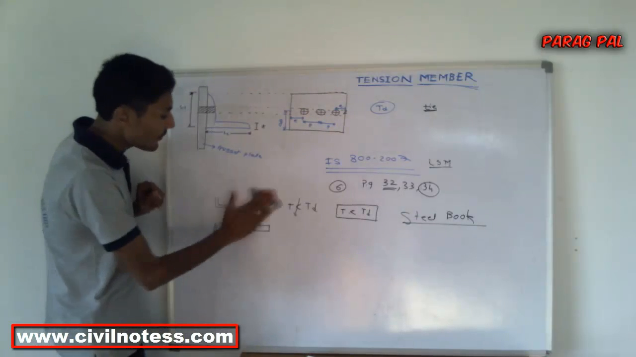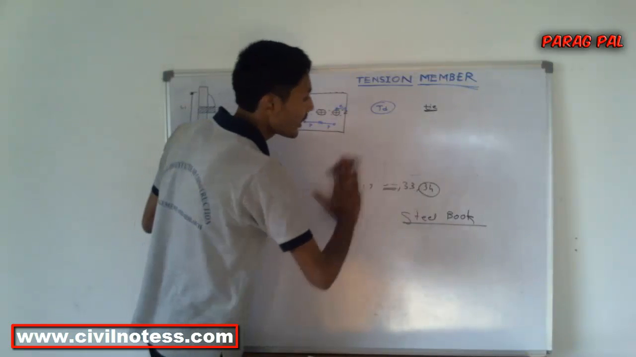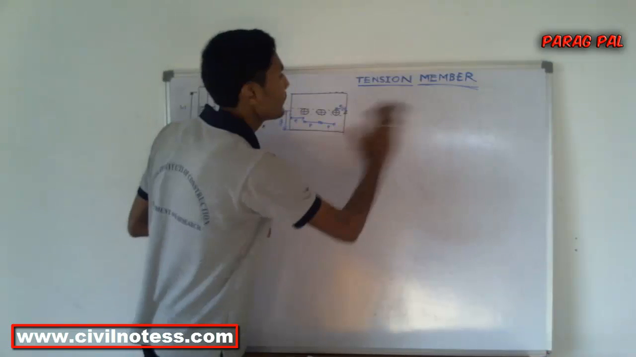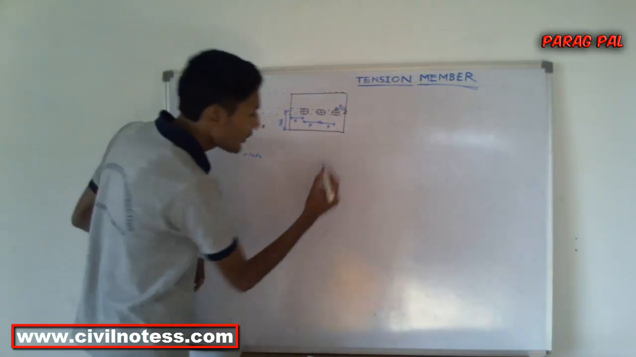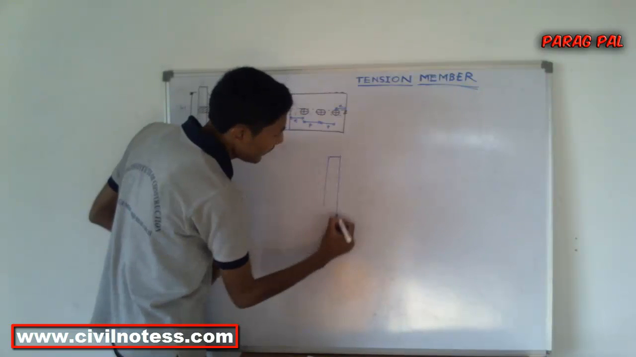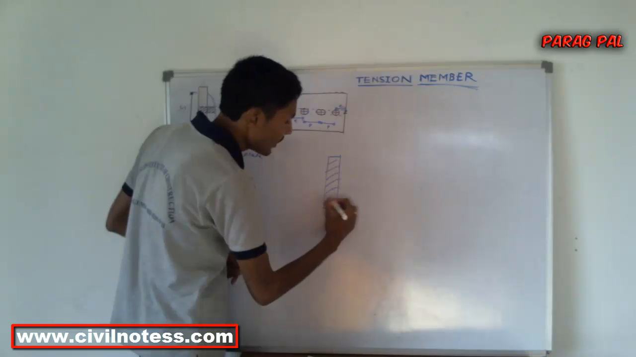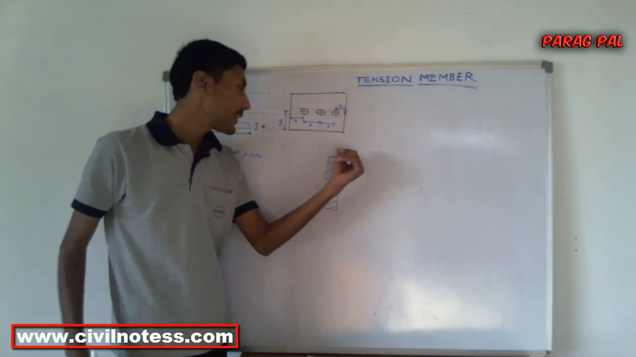I will first explain that there are some different types of connection, but before starting this, I'll show you some connections also. What exactly is a gusset plate? There is a gusset plate, and in each and every numerical you will find that there is one gusset plate. I have given some marks over there.